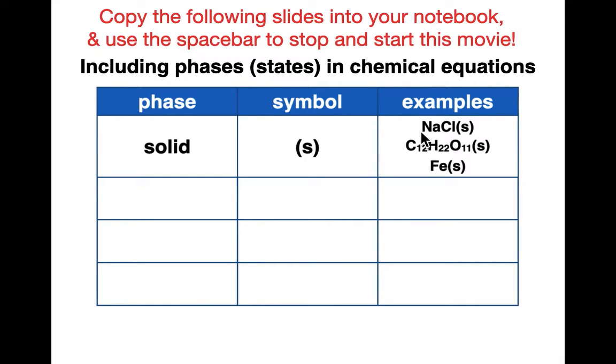So for example, sodium chloride, just regular table salt, is a solid. C12H22O11, that's sucrose, regular table sugar, is a solid. Iron is a solid. Notice there's no space between the formula for the compound and the state symbol.